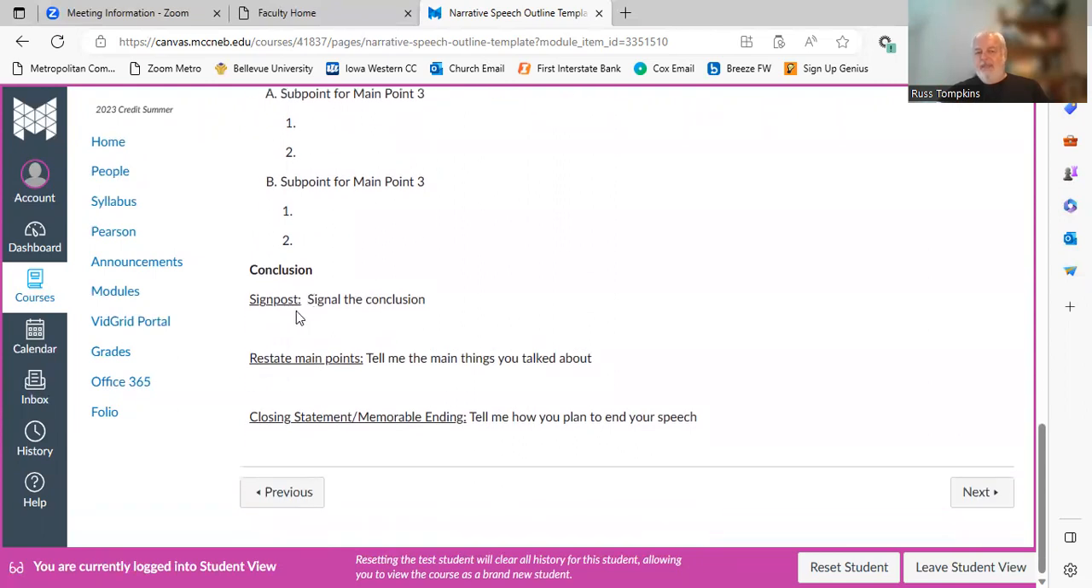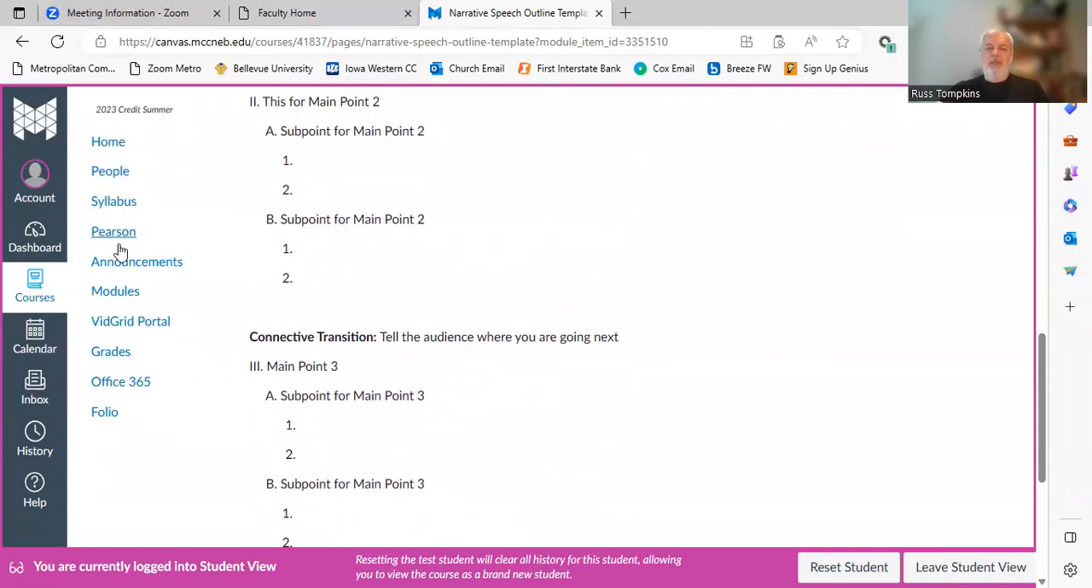Here, you don't need to write anything down for signposts. Just remember that you need to signal the conclusion. Maybe you can type in here what you will say, like in conclusion, to sum up. And then restate your main points. Tell me what you talked about. Today, I talked about these 3 things or these 2 things. Today, I talked about my experience at fixing a flat tire. And then you go here to the closing statement and your memorable ending. How are you going to end the speech? So you basically type all that up, you save that on your computer, and then you're going to upload it to submit it. And I'll show you that next on how you upload it and submit it.